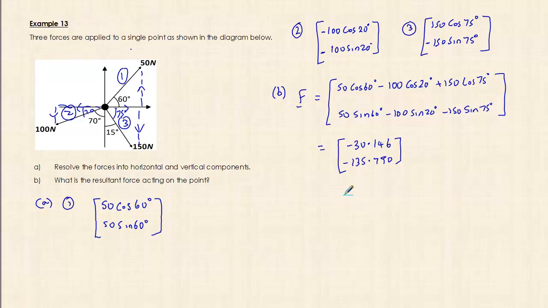So let's look at this actual resultant. So it's going this way and downwards. The third side is the actual vector. So this is negative 30.146. Actually, we'll just ignore the negative because it's negative because it's going to the left. So let's just take the negative out of there. And then we've got 135.790. We know this is a right angle. So, using Pythagoras and working this out, we get 139.1 newtons, correct to 1 decimal place.